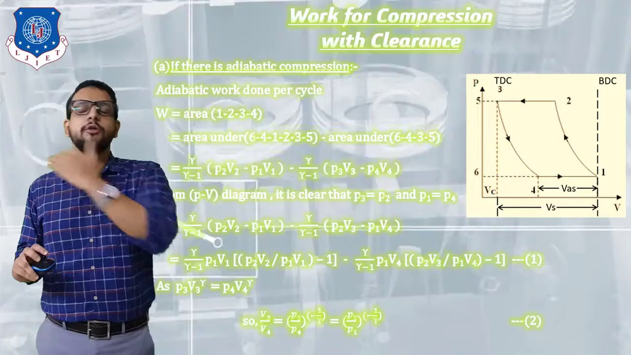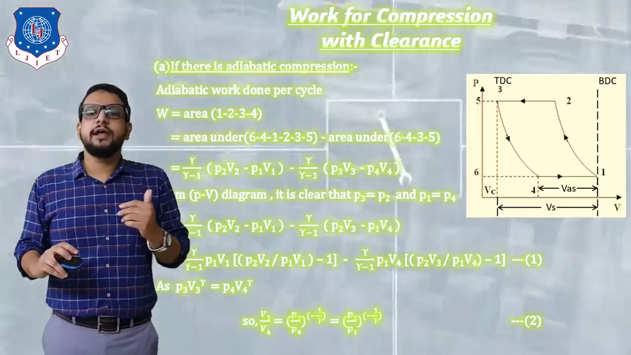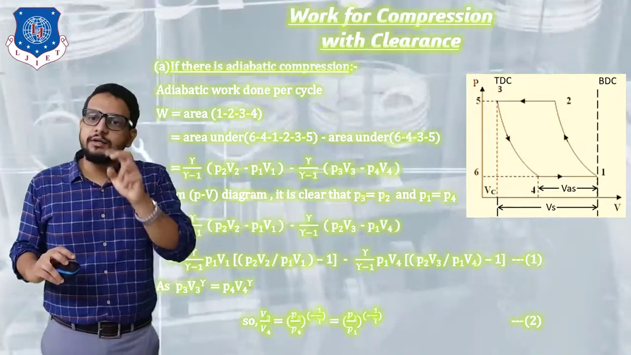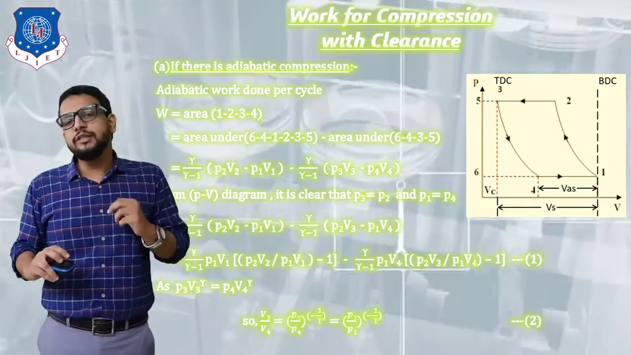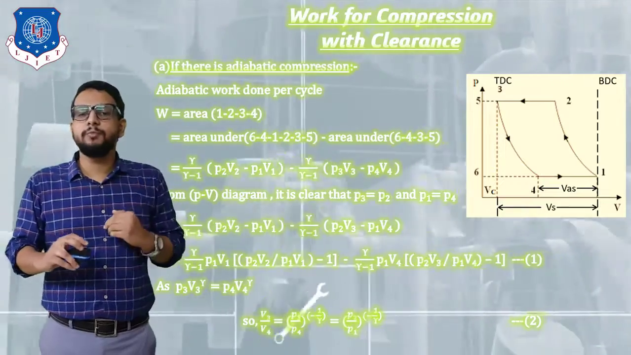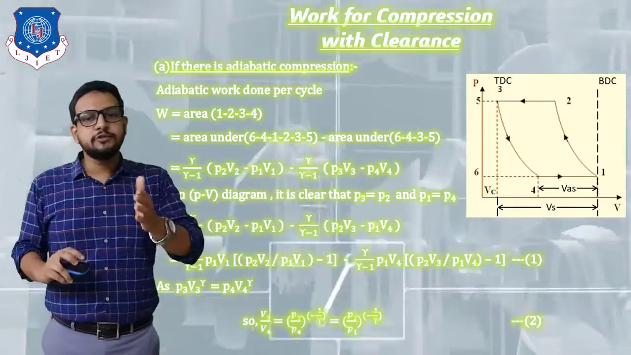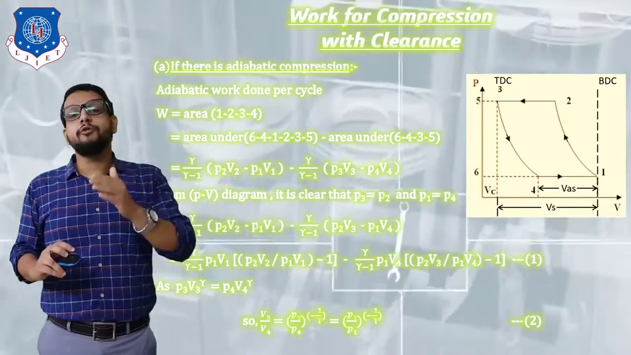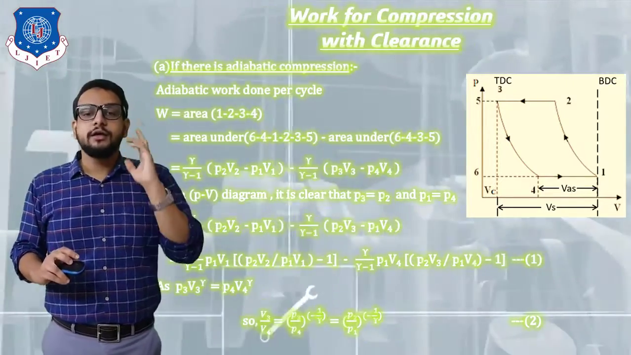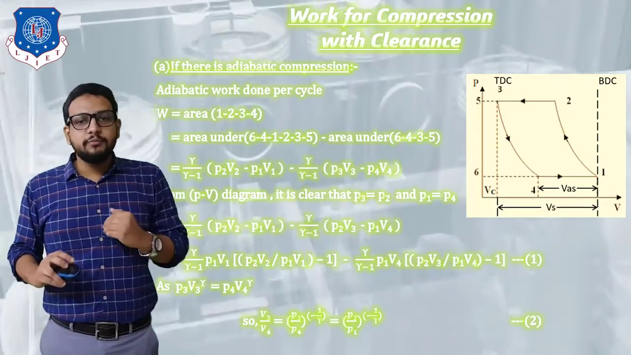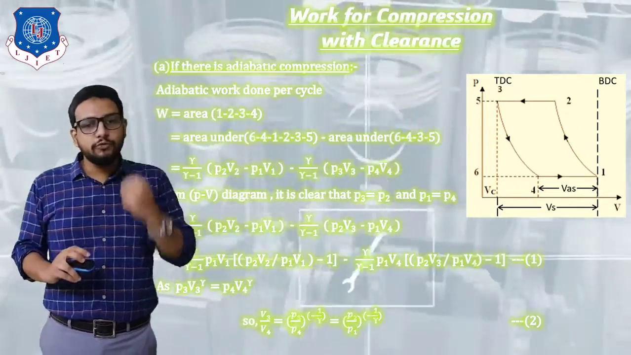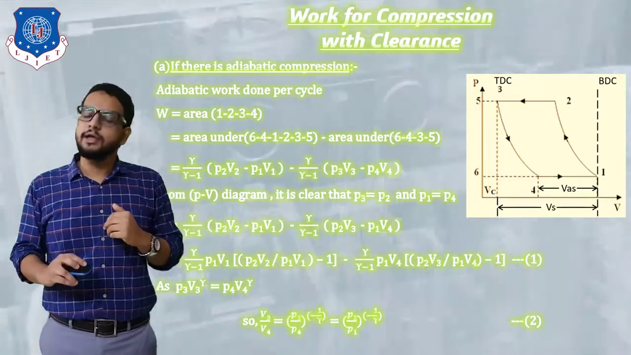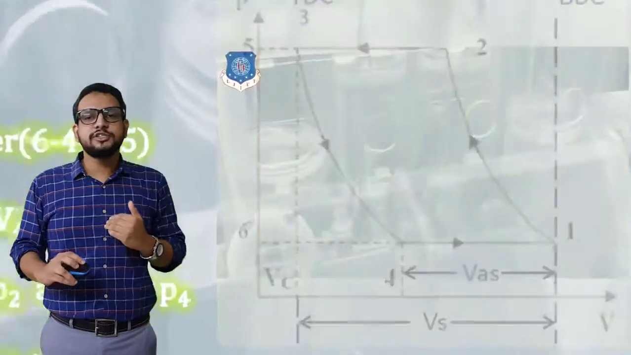Let's say this is our equation number 1. Now, from the law of the adiabatic process applied at state 3 and state 4, we can write P3 V3 raised to gamma is equal to P4 V4 raised to gamma. From this equation we can write V3 by V4 is equal to P3 by P4 raised to minus 1 by gamma. Now as we know that P3 is equal to P2 and P1 is equal to P4, we can write it is equal to P2 by P1 raised to minus 1 by gamma. Let's call this equation number 2.